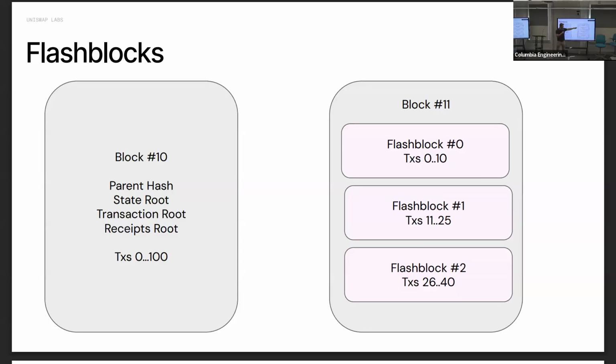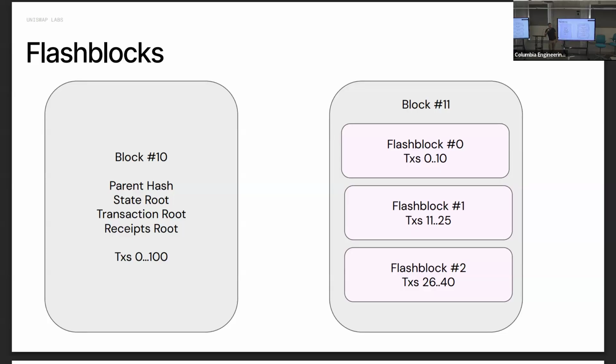But as we have our flash blocks coming out, we still know our parent block, but flash block 0 has this ordered list of transactions 0 to 10. And then the next flash block number 1 has 11 to 25, and it has to extend these transactions. And then finally, we have 26 to 40. I guess we'd have another 2. And then only once we have 5 flash blocks do we seal the block, calculate the state root, calculate the transaction root, calculate all the information after.